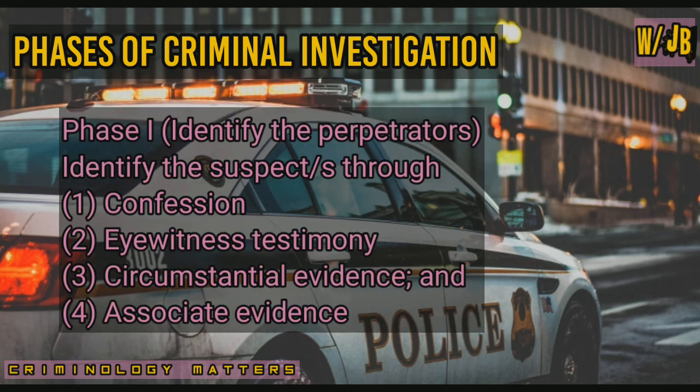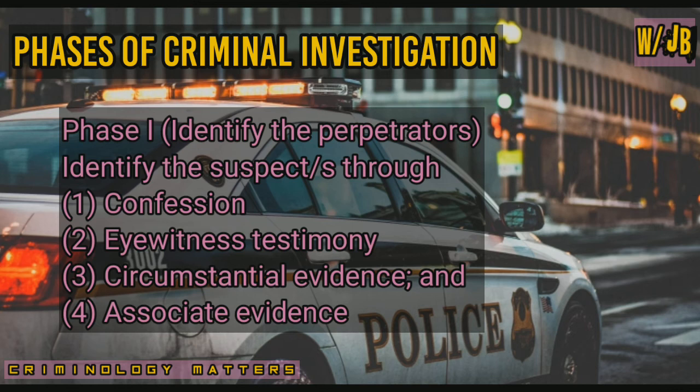How can the investigator identify the suspect? Number one, through confession. Confession from whom? Of course, from the suspect or the accused. If the suspect or the accused had admitted that he is indeed the person who committed the crime, then you establish already the identity of the perpetrator through his own confession. So, confession coming from the suspect himself admitting that he was indeed the person who committed the crime.